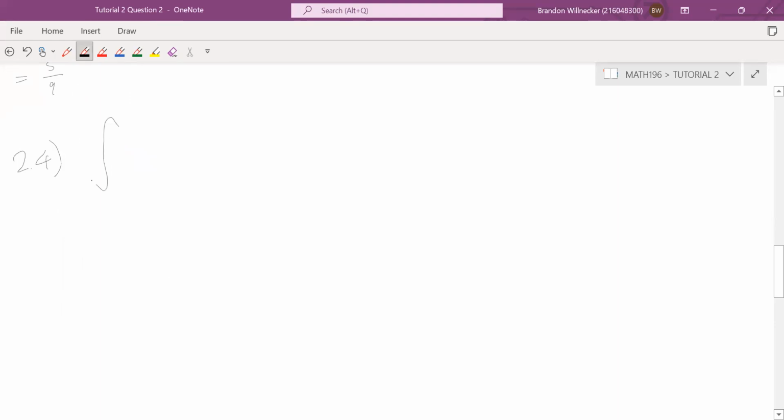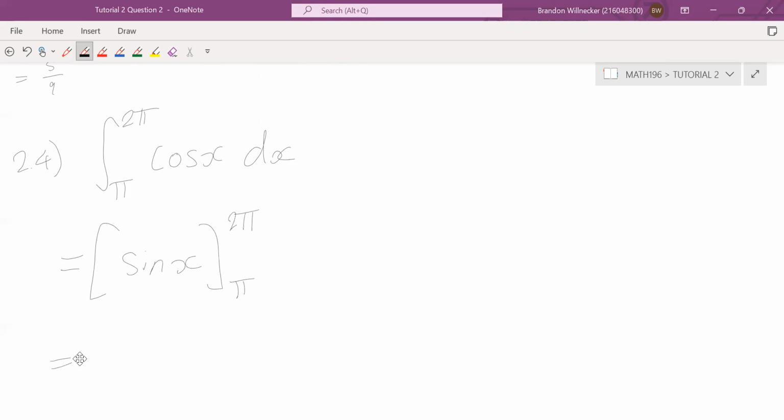Here we have the integral from pi to 2 pi of cos x dx. Same as before, the function is cos, so we need to find the antiderivative. The antiderivative of cos is going to be sine, so we have sine x. This needs to be evaluated from pi to 2 pi.